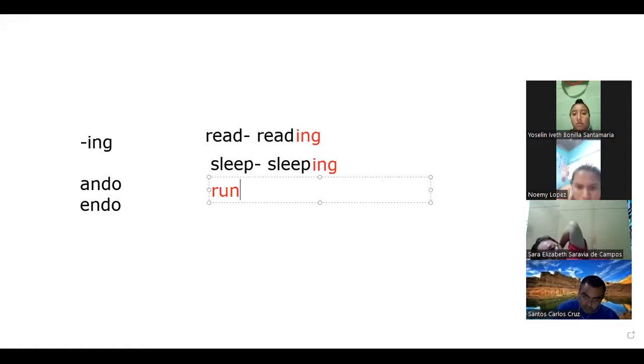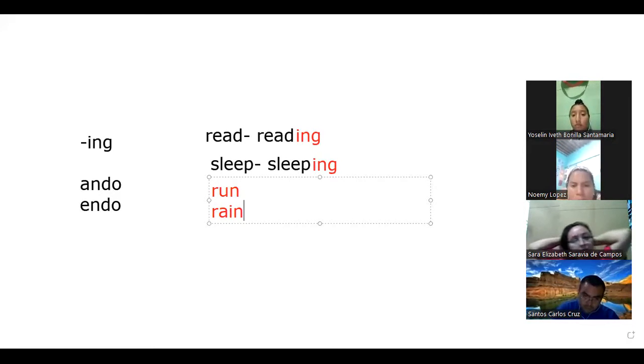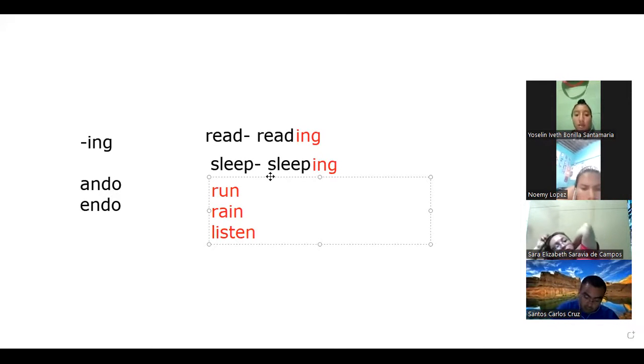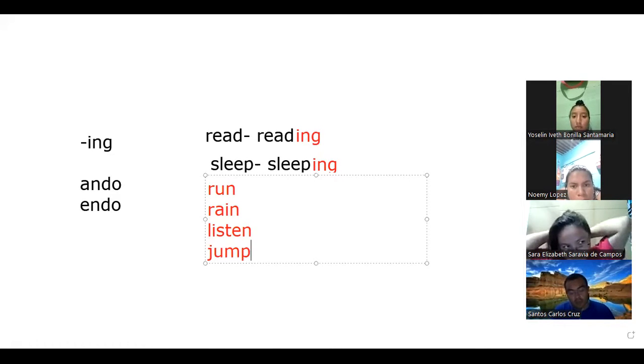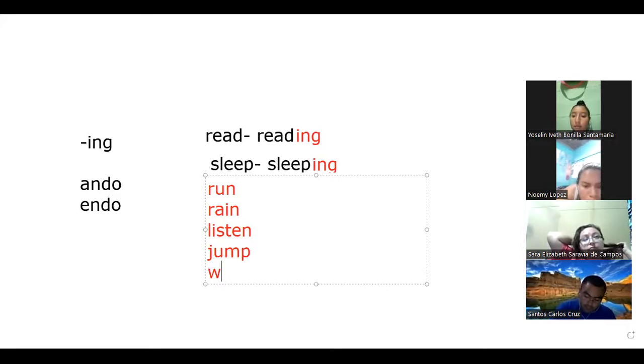Este es el que le acabo de decir. Run. Raining. Llover. Raining. Lloviendo. Si le digo listen. Listening. Excellent. If I say what else? Jump. Jumping. Ride. Writing. Very good. And there are some rules.